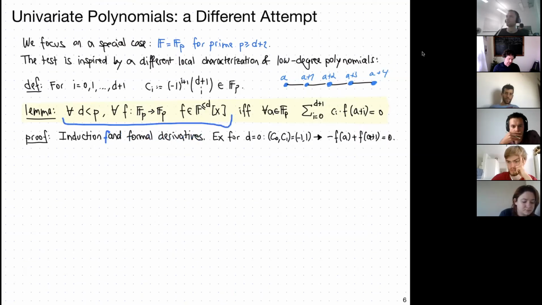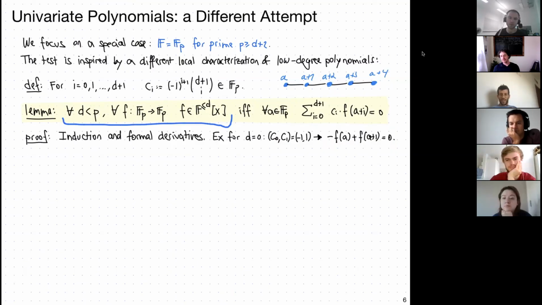So first of all, let's focus on the setting that d is equal to 0. Right, so what does it mean that d is equal to 0? We have these coefficients here, and if we plug in the values, we get only two constants, c0 and c1, which are equal to -1 and 1. And so if we plug it into this equation, all we're getting here is that minus f(a) plus f(a+1) is equal to 0. Now, does that look somewhat similar to something, the most fundamental object in analysis?